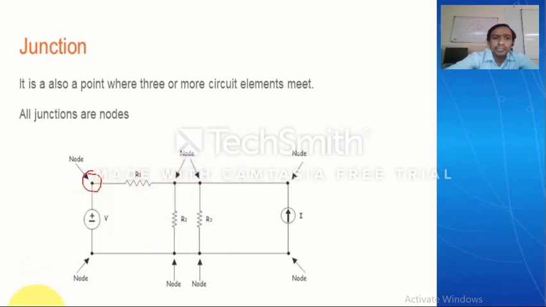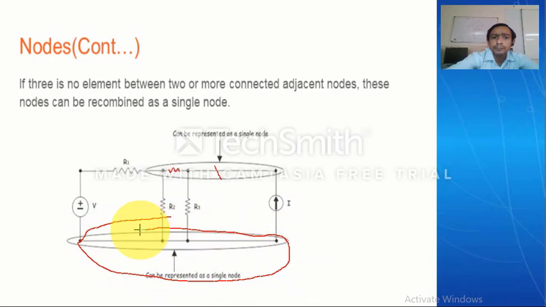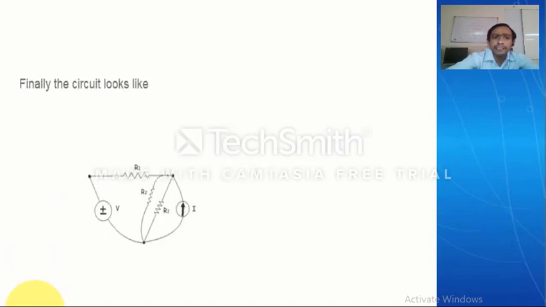Now one more thing: if there is no element between 2 or more connected adjacent nodes, likewise here between these 2 points there is no element, I can treat all these nodes as a single node. Similarly, at the bottom side also, there are no elements between these 4 nodes, so these 4 nodes can also be treated as a single node. So if I combine this circuit, we will get this reduced circuit.